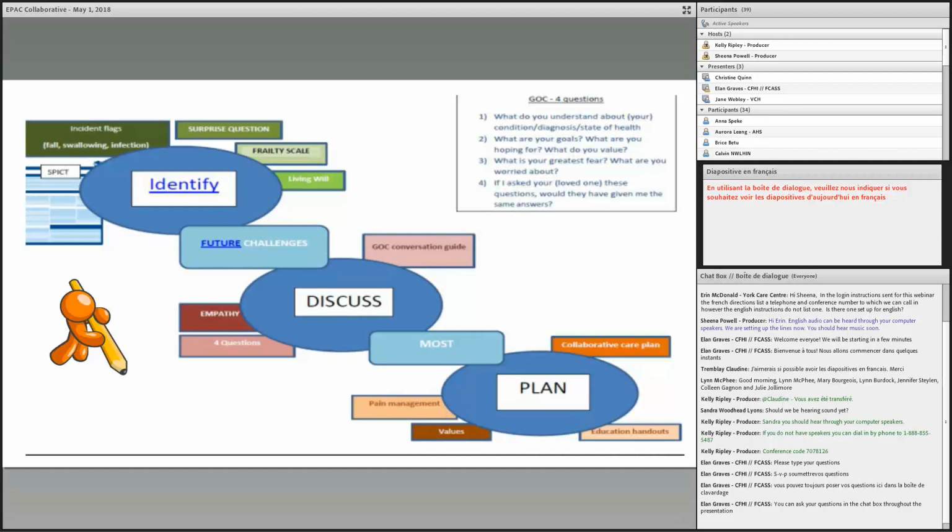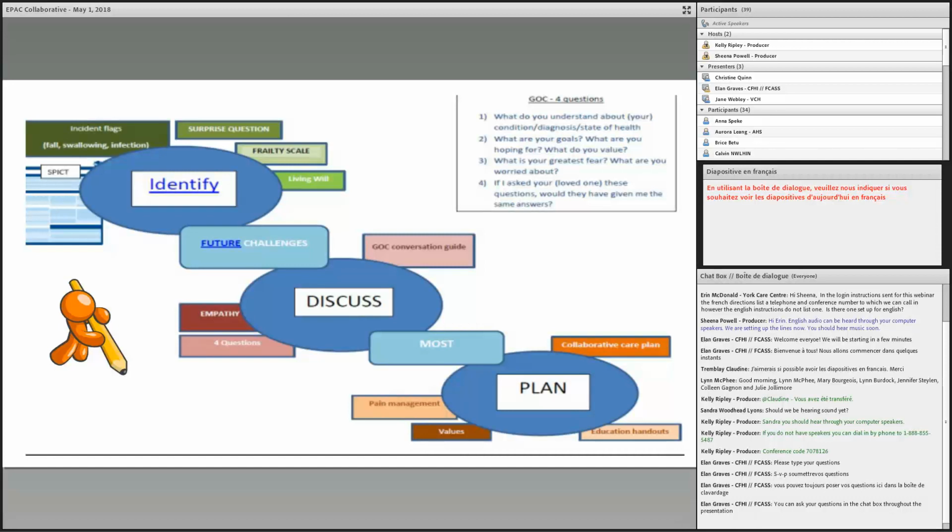Second one, what are your goals? What are you hoping for, or what do you value? What keeps you waking up every morning and feeling excited for the day? And then the last question, number 3, is what is your greatest fear? What are you worried about? What is the worst thing that you can imagine happening?